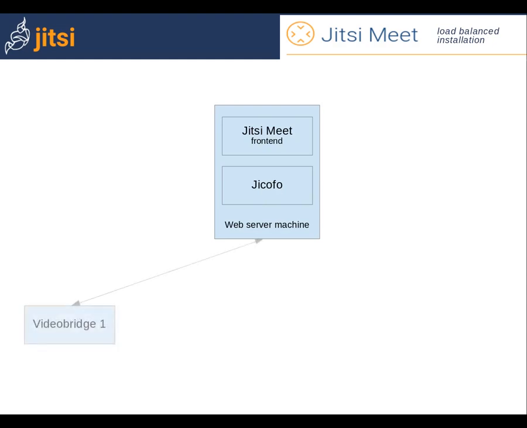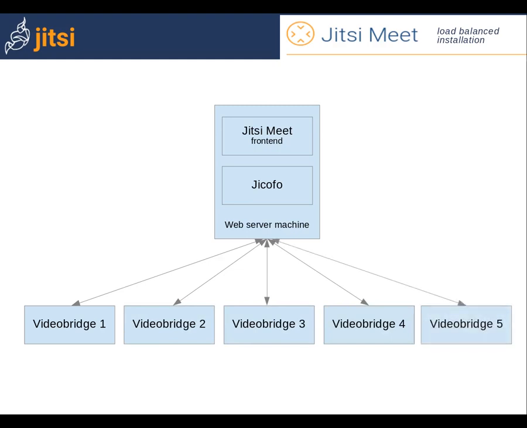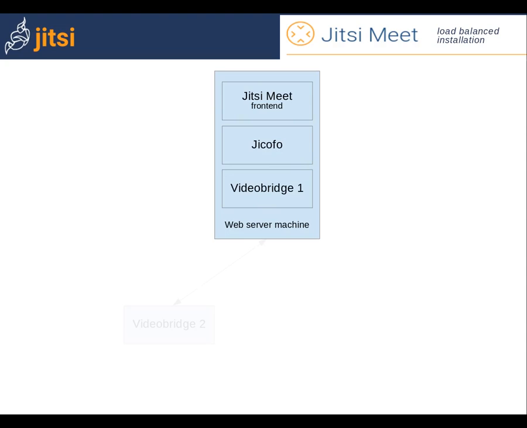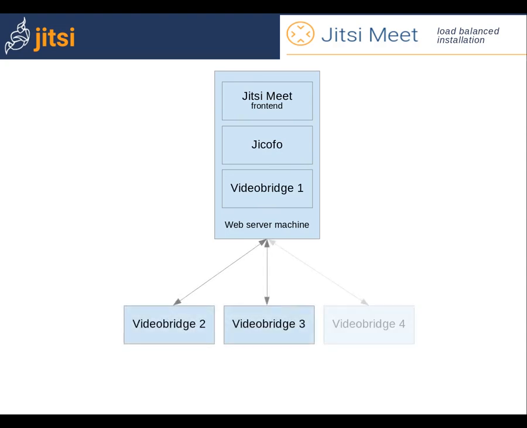The video bridge is a component that can be installed on a separate machine. By default, you get Jitsi Meet, Jicofo and Video Bridge all installed on one machine, but if you wish, you can separate them. Different server setups are possible. For example, you can have one web server machine facing the internet and hosting Jitsi Meet frontend and Jicofo alongside with all the video bridges on separate machines. Or you can have the first video bridge on the web server machine, just like the standard setup is, and add the additional video bridges on the other machines.